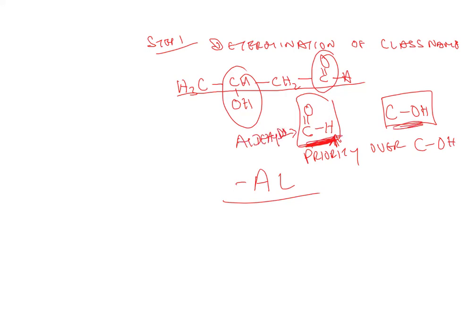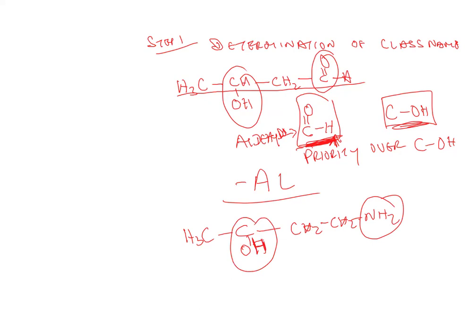There were 2, alcohol and aldehyde. Out of that, in that list, aldehyde comes before alcohol. So that's why we do that. Another one. This is one functional group. OH again. So we have an alcohol and an amine group. Out of that, in the list OH has the priority over NH2. So it will end as ol. That's what it means, determination of class name.